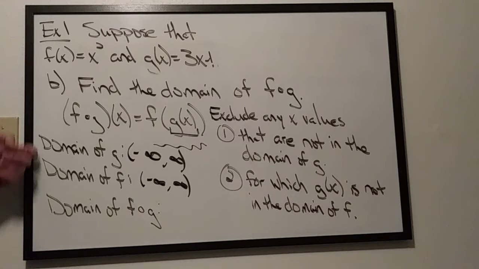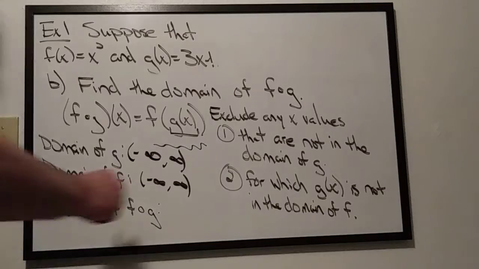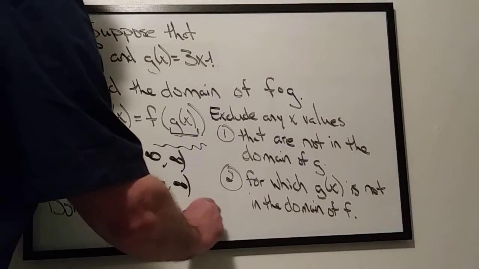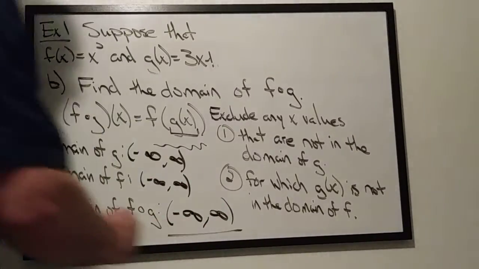So for item number 1, I'm not excluding anybody because I don't have anybody causing me problems with the domain of g. And for item number 2, I'm not excluding anybody because I don't have anybody causing me problems with f. So the domain of f composed with g on this particular problem is still all real numbers.